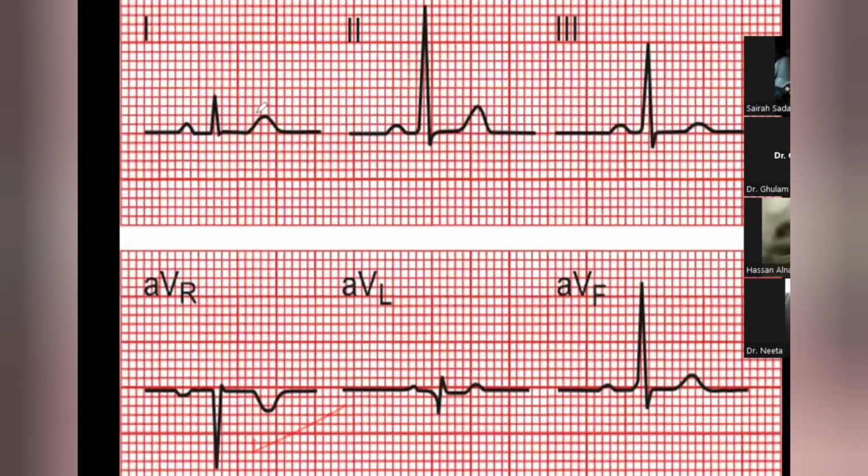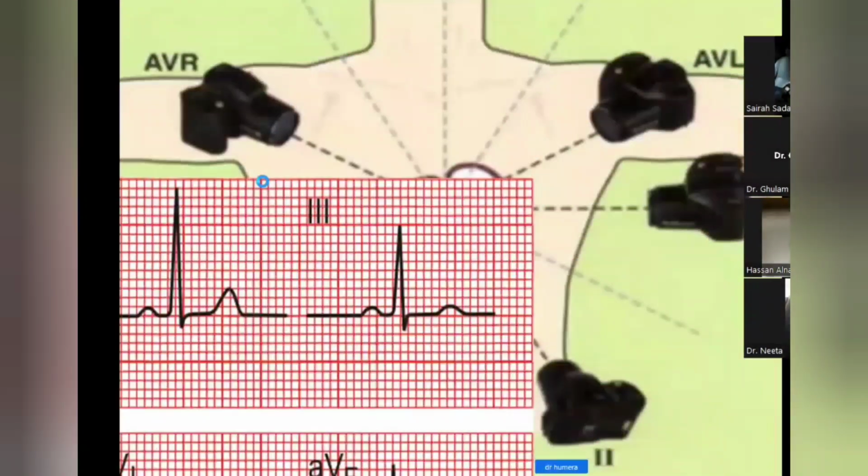Now, why do we have a positive deflection in all these limb leads but not in AVR? Why in AVR are all these waves negative, downwards? Can you see this? P wave downward, deep S wave, that means there is a negative deflection, and then there is inverted T wave. Why are all these waves negative in AVR, while these all are positive in all other limb leads? For that, we have to go back to this very important slide.